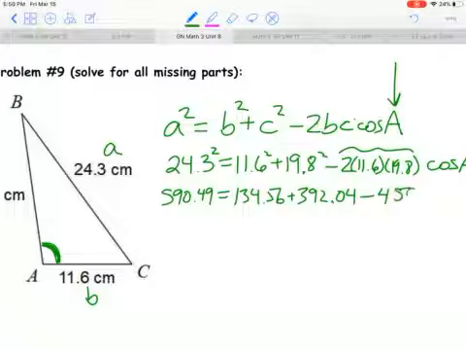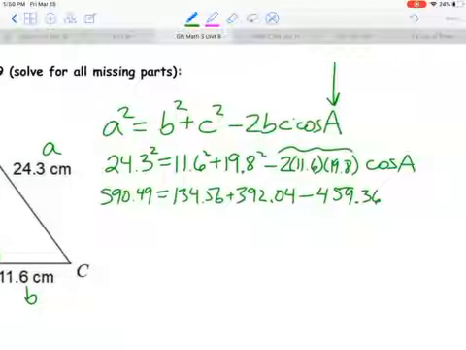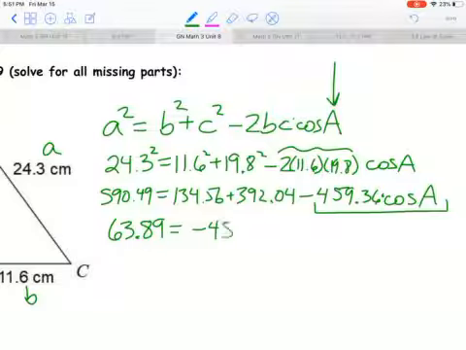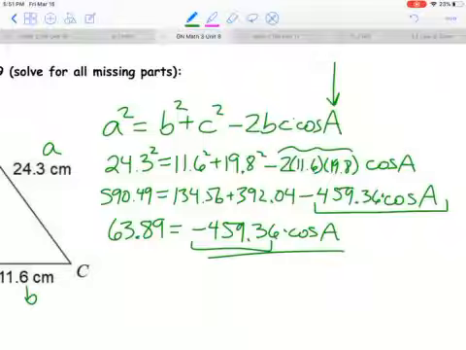And this is where you can trip up just by typing it in your calculator. It can be tricky, so make sure you know that these are connected by multiplying, so it's the only thing I can't move. So this has to stay where it's at, but I'm going to subtract the other pieces over just to get fewer things on this side. And double check my work. Sometimes I punch it in wrong also. But I got 63.89 equals negative 459.36 times cosine A. So now I can go ahead and get rid of this piece by dividing by that.